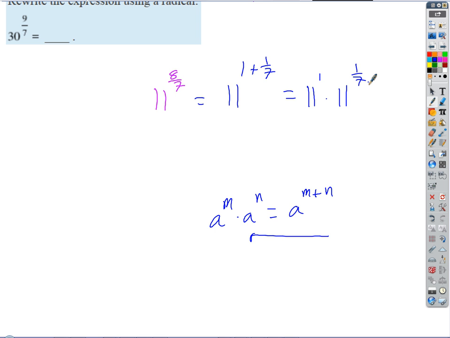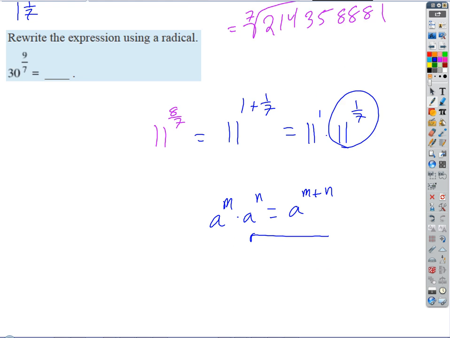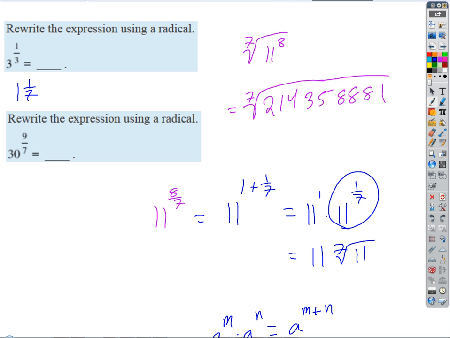Well, 11 to the 1/7 is the 7th root of 11, isn't it? Now I've got 11 to the 1, which is just 11, times, wouldn't you agree that 11 to the 1/7 written as a radical is the 7th root of 11? Okay, so the answer to that horrific problem is 11 times the 7th root of 11, right? That's a lot better than doing it the other way.